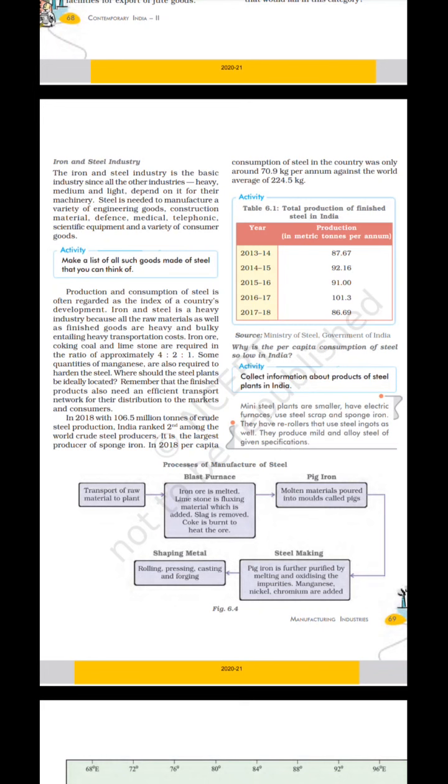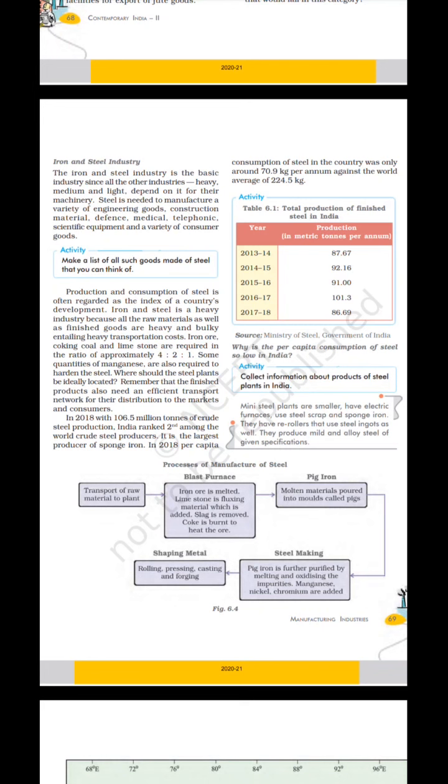Where should the steel plants be ideally located? Remember that the finished products also need an efficient transport network for their distribution to the markets and consumers. In 2016, with 95.6 million tons of crude steel production, India ranked third among the world crude steel producers. It is the largest producer of sponge iron. In 2016, per capita consumption of steel in the country was only around 63 kg per annum against the world average of 208 kg. Activity.